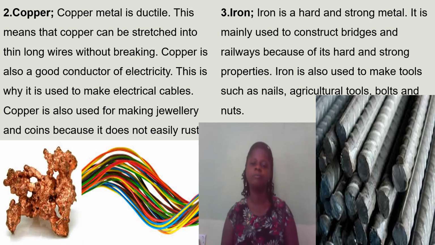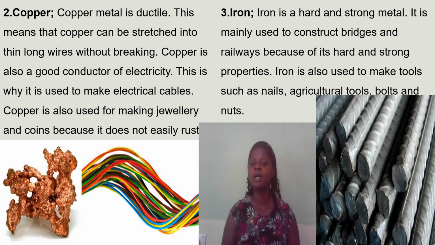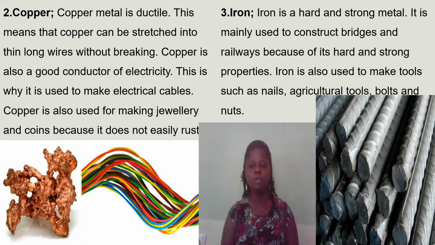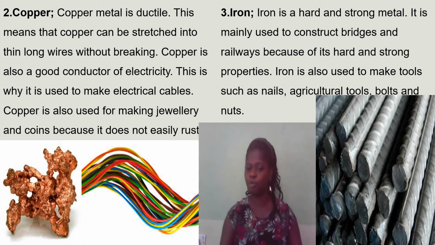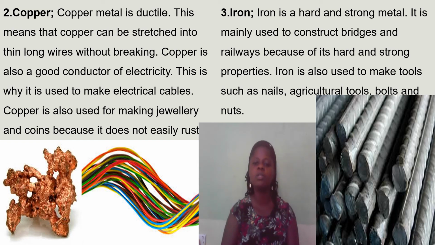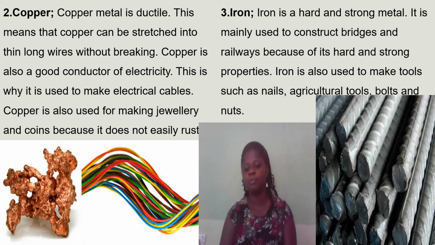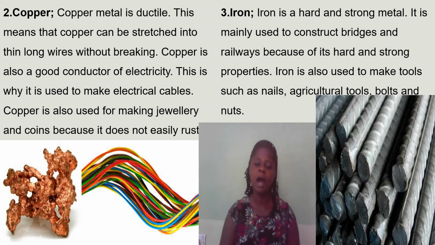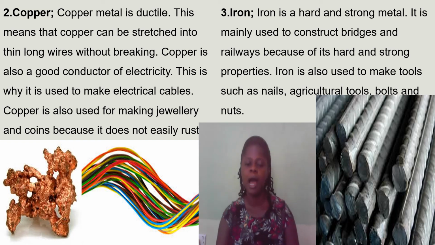Now when we look at iron, it is also hard and strong, and it is mainly used to construct bridges and railways because of its hard and strong property, right? Iron is also used in making tools such as nails, agricultural tools, bolts and nuts. Some building materials are also made from iron.